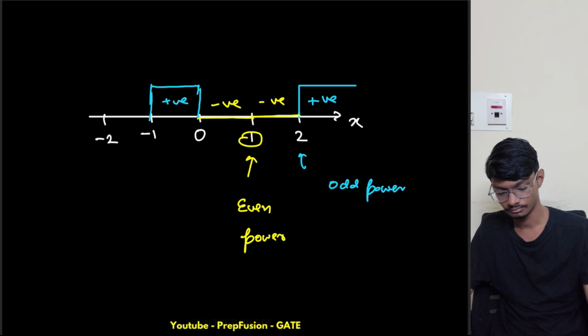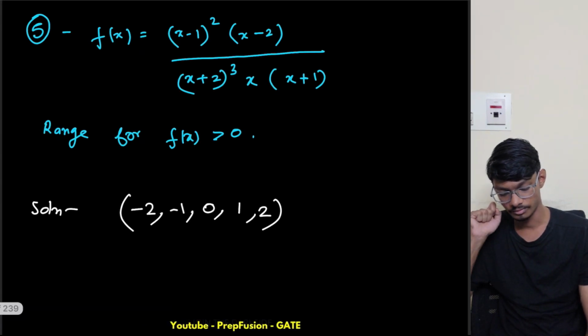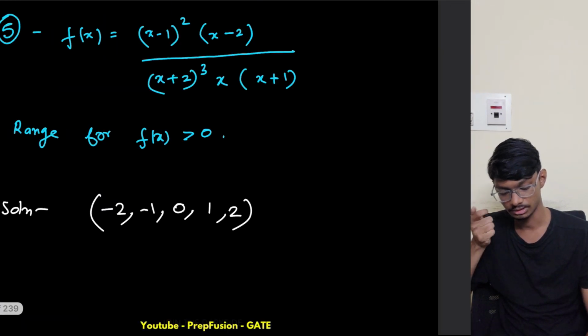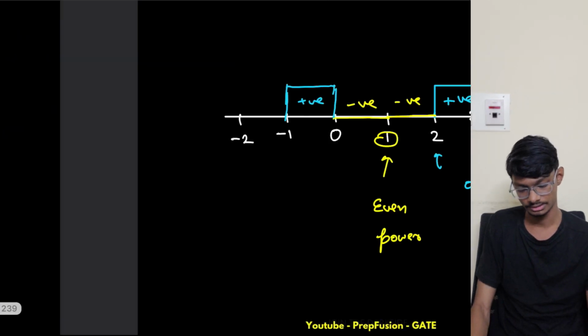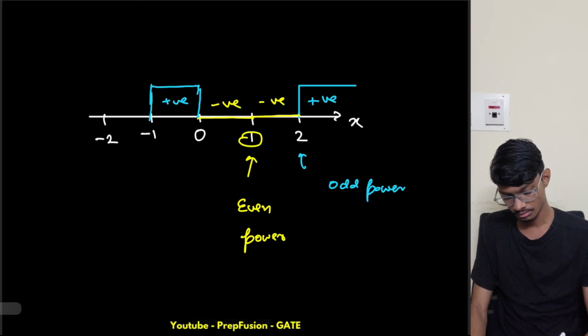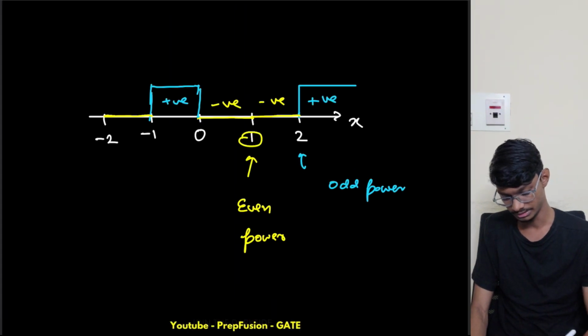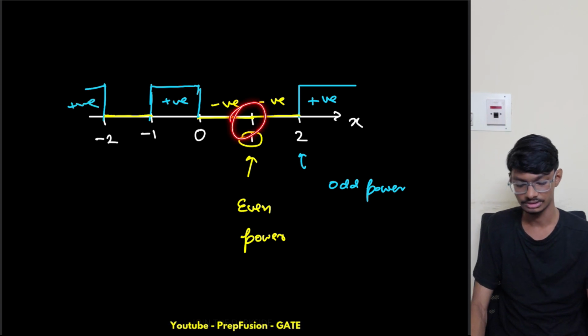And before -1, this is an odd power only, so again the sign will change only here. And at -2, again we have an odd power, so the sign will again change. So only this point was the interesting point, where the sign didn't change.